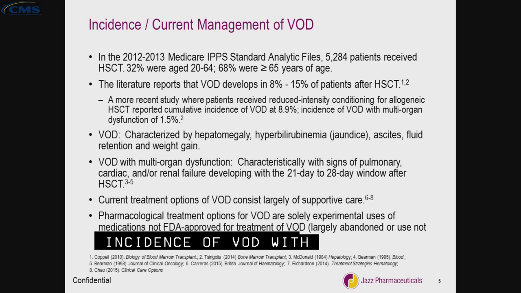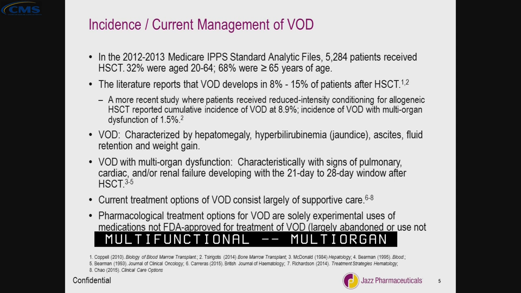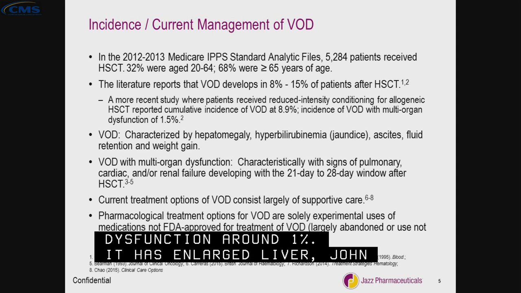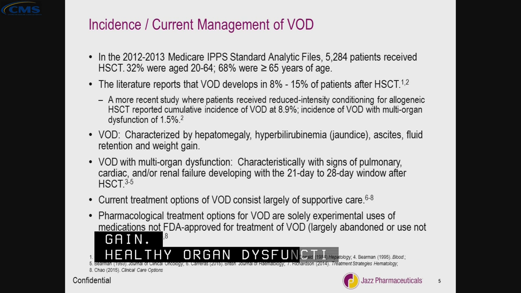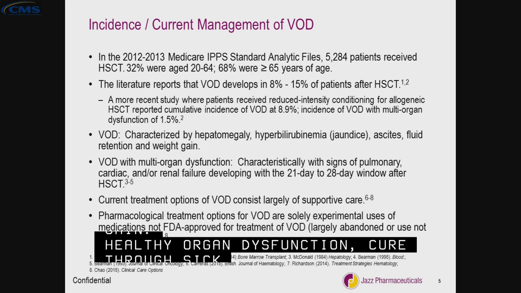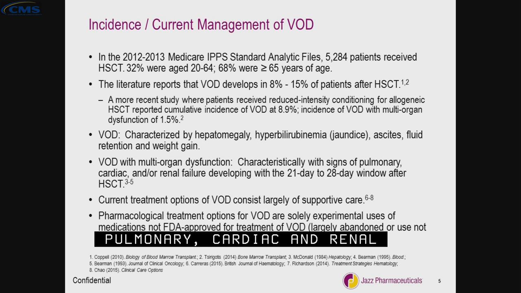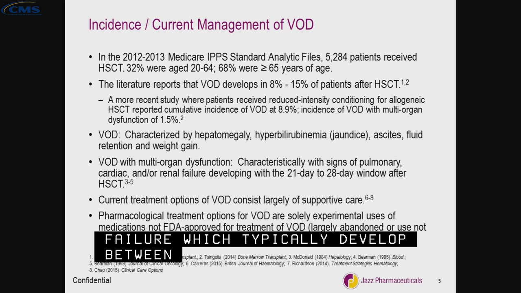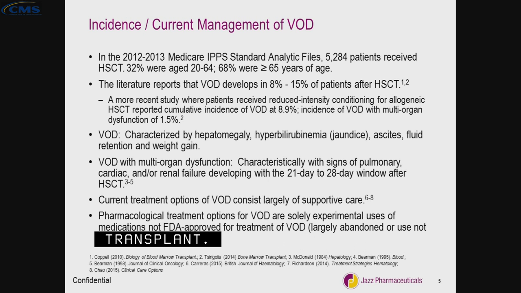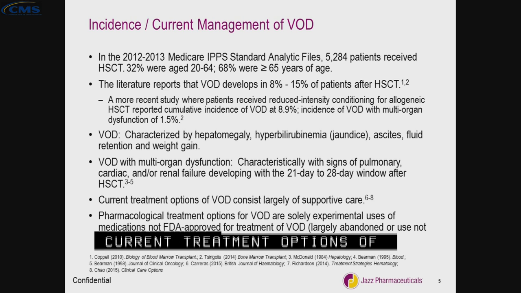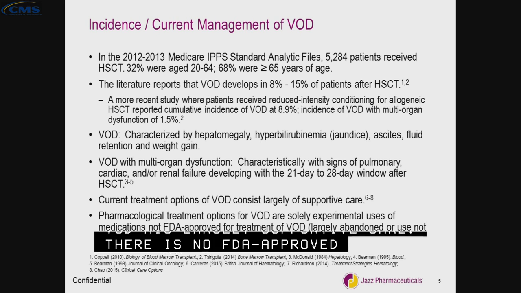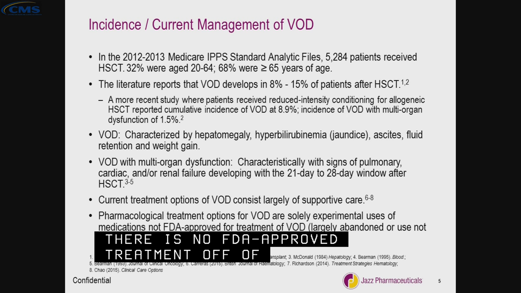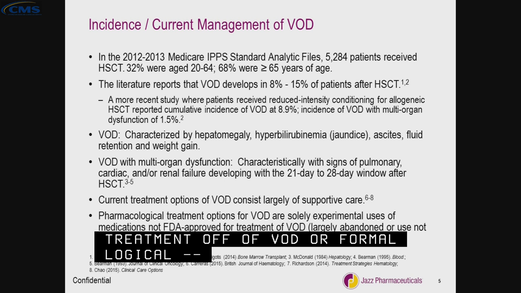VOD is a complex syndrome. It is characterized by enlarged liver, jaundice, ascites, fluid retention, and weight gain. Multi-organ dysfunction adds to this syndrome characteristic signs of pulmonary, cardiac, and renal failure, which typically develop between 21 and 28 days post-transplant. Current treatment options for VOD consist largely of supportive care, and again, there is no FDA-approved treatment for VOD, and pharmacological treatment options are largely experimental and/or abandoned altogether due to lack of efficacy and toxicity.